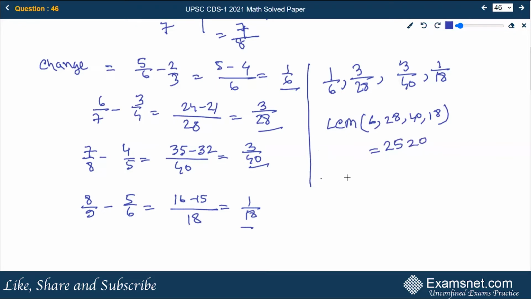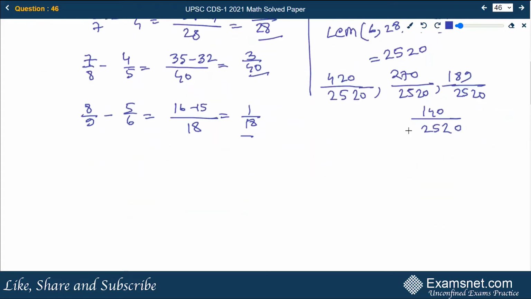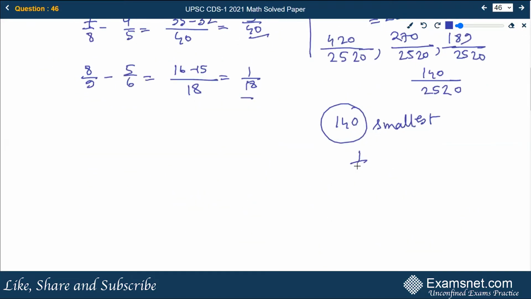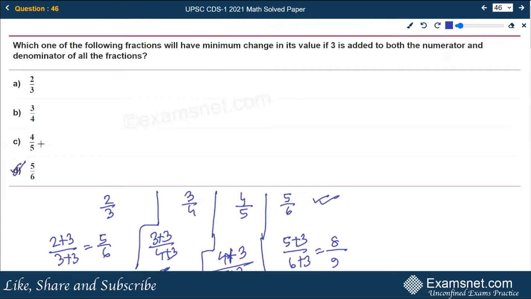2520. Now, to make the denominator 2520, the first fraction will become 420. The next fraction will become 270. The third fraction will become 189, and the fourth fraction will become 140 by 2520. Since denominators are same, I can see 140 is the smallest. That means 1 by 18 is the minimum change, because that is the smallest fraction. So 1 by 18 I got for the fraction 5 by 6. Here option D is the correct one, 5 by 6.